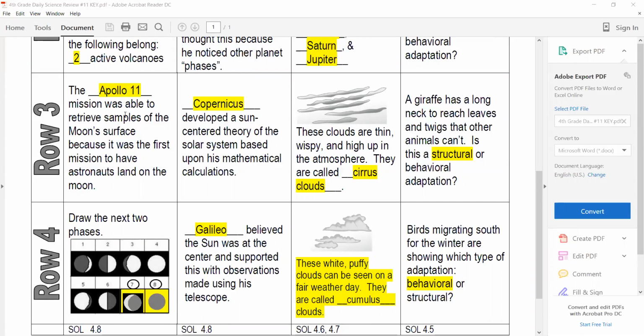Those thin, wispy clouds, like horsehair, remember Cirrus the horse, very high up in the sky. A giraffe has a long neck to help it reach leaves. Again, that's structural, it's part of his body.